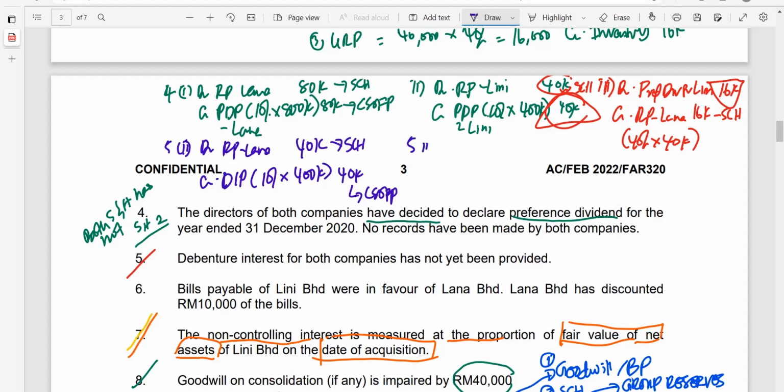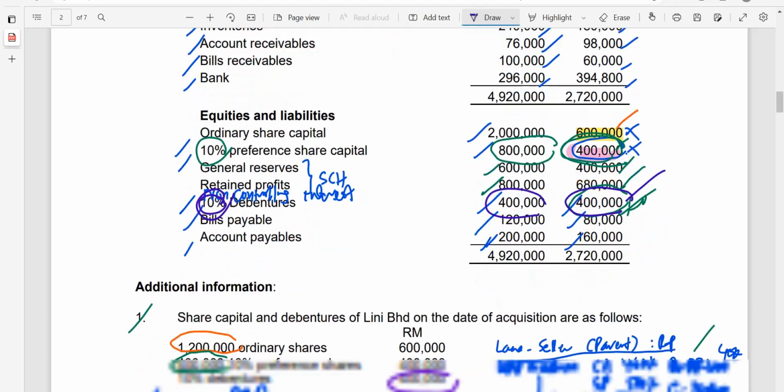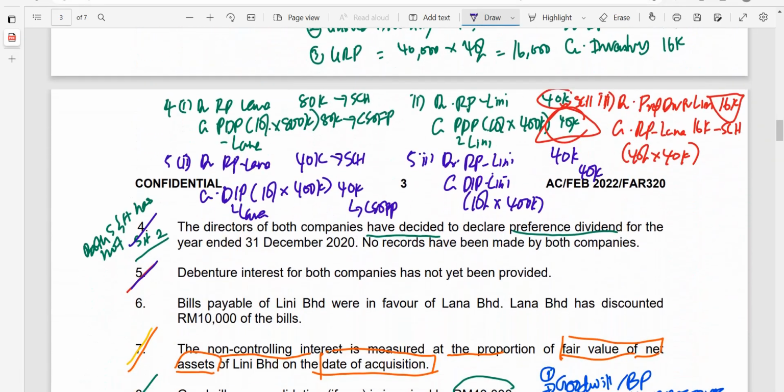Second one, 5.2. I'm doing number 5 and number 4. You will now record the declaration of debenture interest by Lini, and that would be debenture interest payable Lini. Just now was Lana. So how much? That will be the same, which is 40 and 40. Why the same? Since it has the same percentage and the same amount of debenture. You can check that again here.